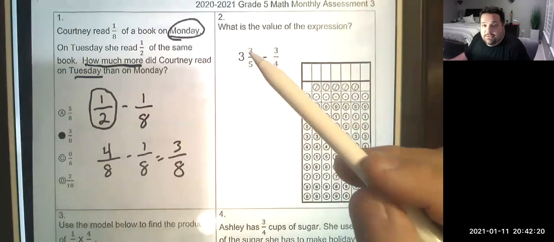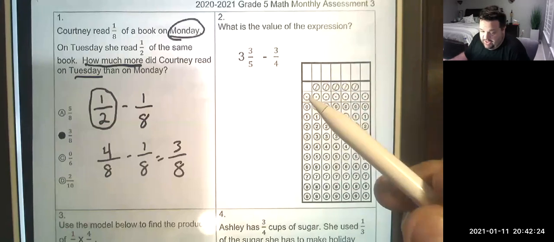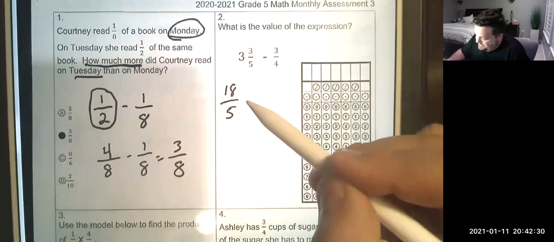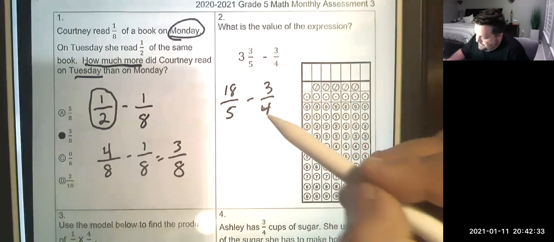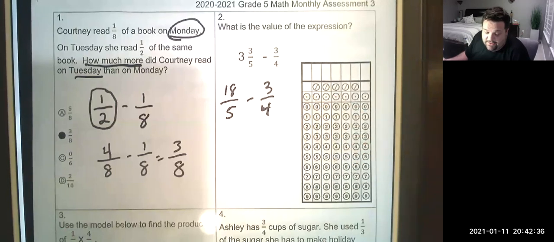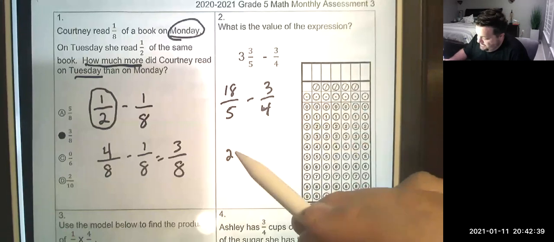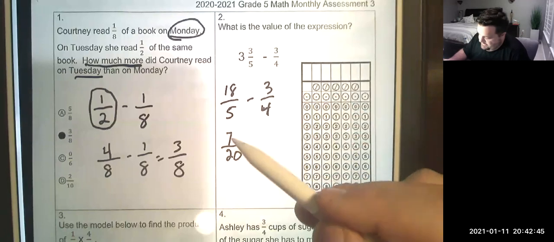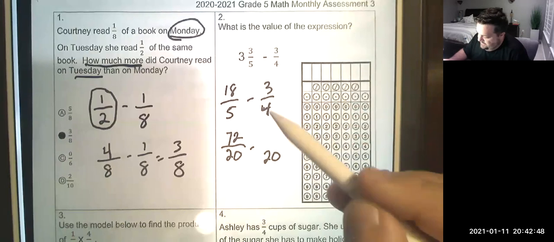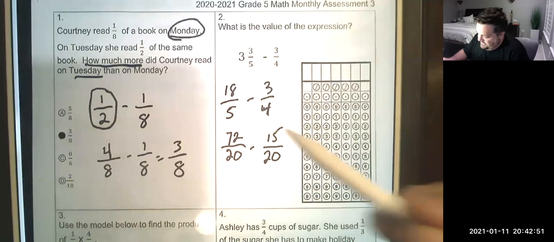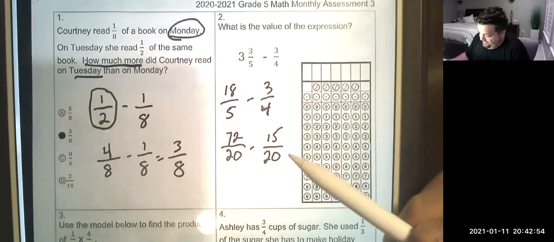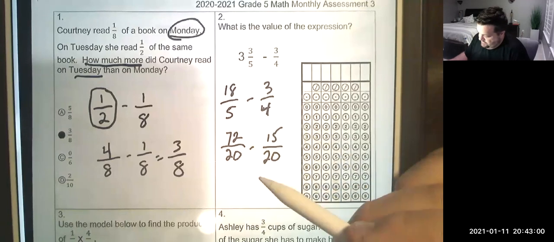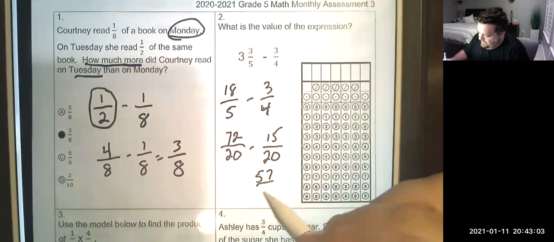evaluate the expression. We've got to change this into a fraction and then just do the subtraction, right? So 5 times 3 is 15, plus the 3 is 18. Keep your denominator the same, minus 3/4. We need to now find a common denominator. That would be 20. So 5 into 20 is 4. 18 times 4 is 72, minus 20. 4 into 20 is 5, times 3 is 15. Now you can just subtract straight across, and that gives you 57/20.